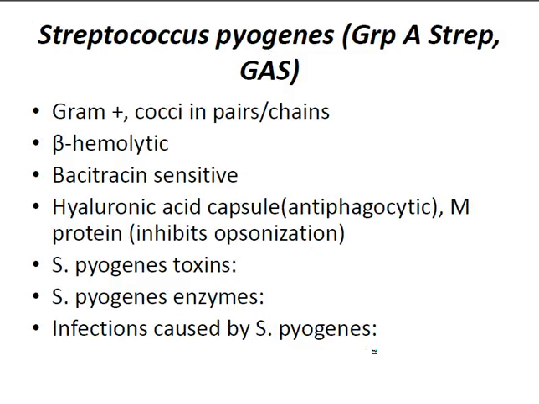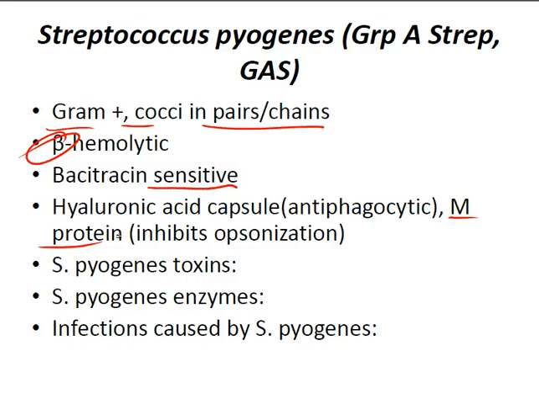So strep pyogenes, what do we know about strep pyogenes, or group A strep, or GAS? Strep pyogenes is a gram-positive cocci in pairs and chains. It's beta hemolytic, bacitracin sensitive, and has a hyaluronic acid capsule, which is antiphagocytic, and also has an M protein, which inhibits opsonization. So he's a bad little boy, strep pyogenes.